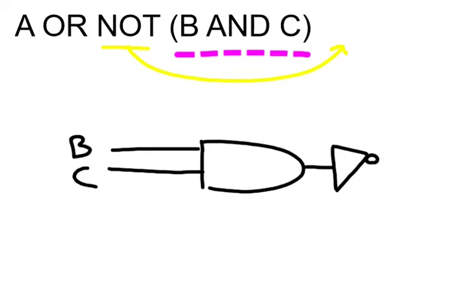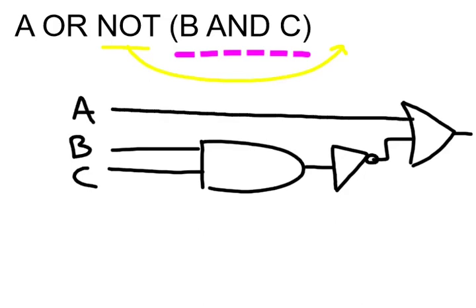All we've got to do now is the OR gate. So we draw the OR gate in, connect that up, and then plonk the A in, because it's A or B and C not. So it's a notted version of B and C, and that's how you do it. So remember, it's the brackets first, then it's the not, then it's the ands, then it's all the ors.